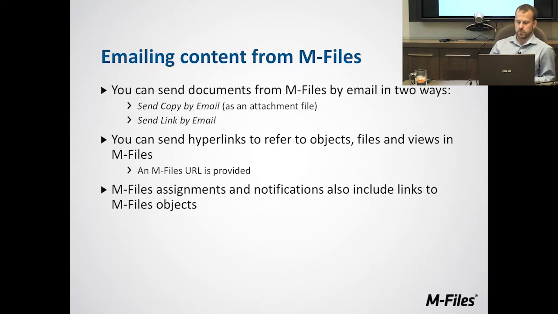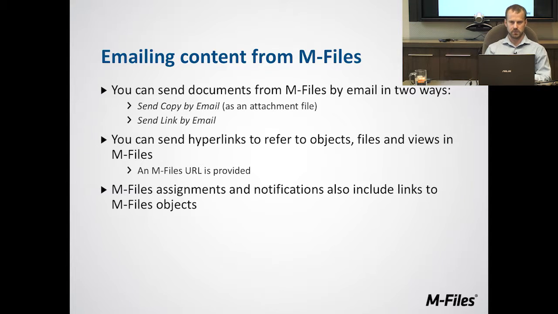Okay, so now we know how to save emails into M-Files, but how do we get files from M-Files and then send them out to people, whether it be somebody internal or external? There are two ways to share content from M-Files, and which one you use really depends on whether the person you're sending to has access to M-Files or not.